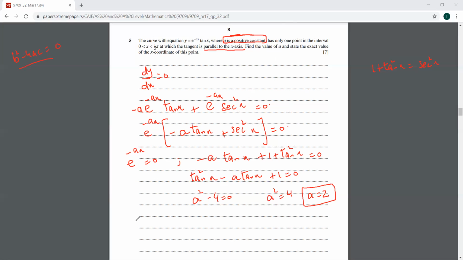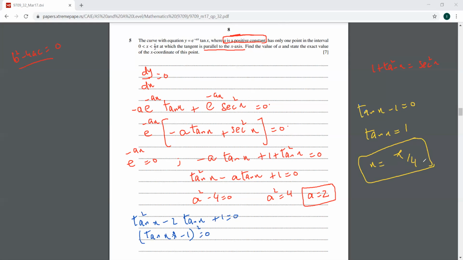This now becomes tan square x minus 2 tan x plus 1 equal to 0. So you know that we can write it as a whole square: tan x minus 1 whole square equal to 0, which means that your tan x minus 1 is equal to 0, tan x equal to 1, and x is going to be pi by 4. That is the value of x within this interval from 0 to pi by 2.